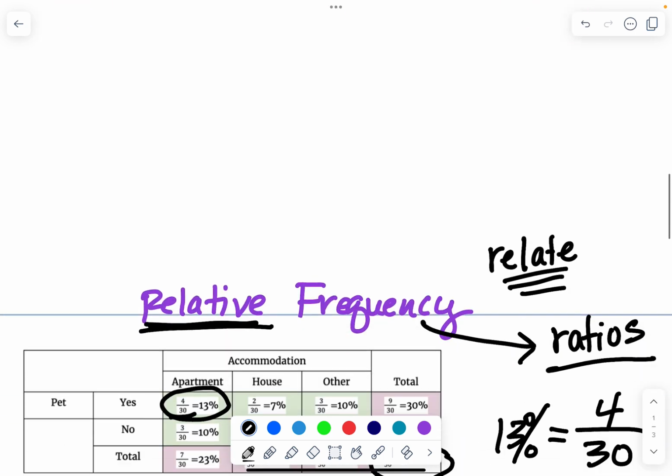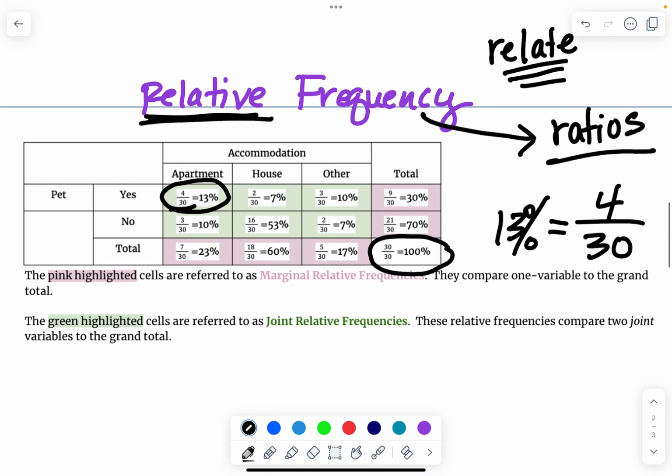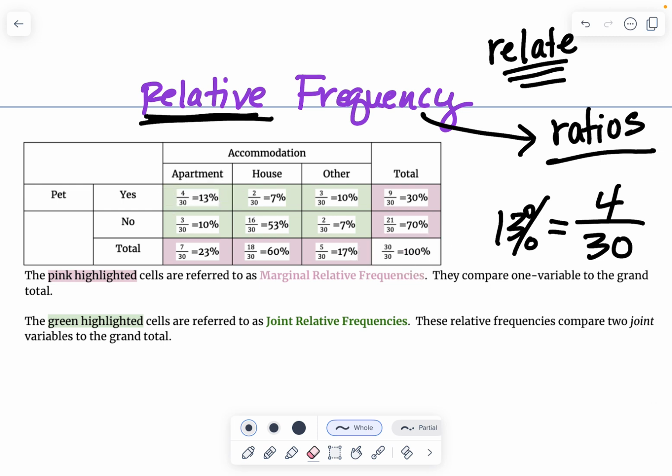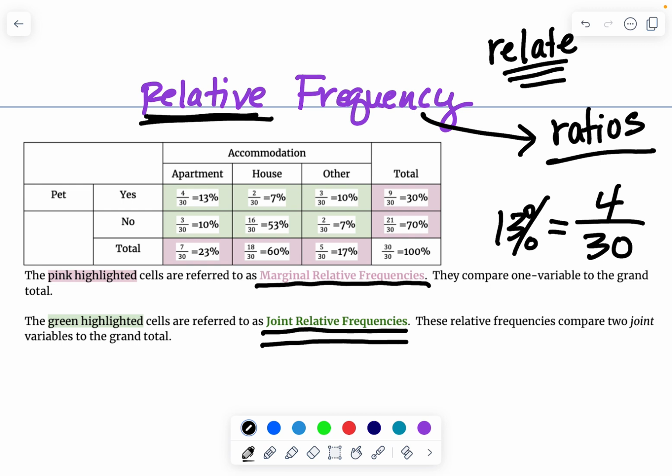Notice in both tables how we have different colors. Well, that's on purpose. There are 3 types of relative frequencies that we will be talking about. One type is called a marginal relative frequency, and a second type is called a joint relative frequency. Now, again, just like I did with relative, I'm going to ask you about the root words of these two descriptions. What does marginal mean?